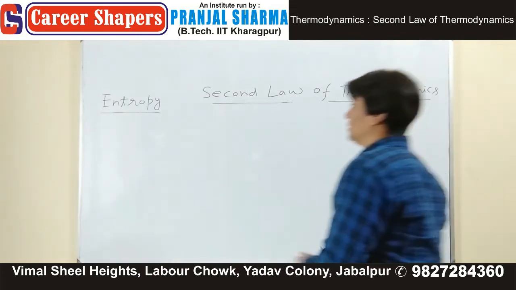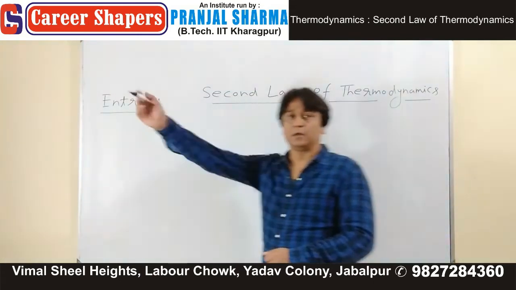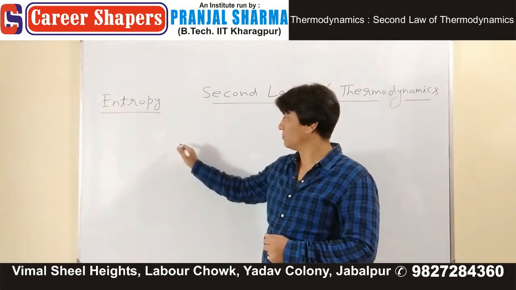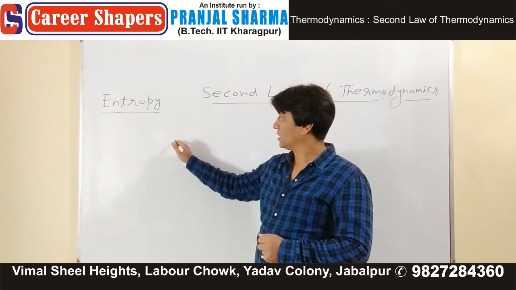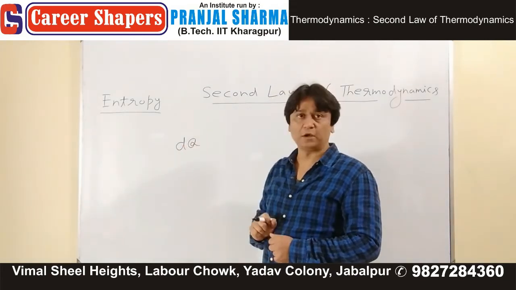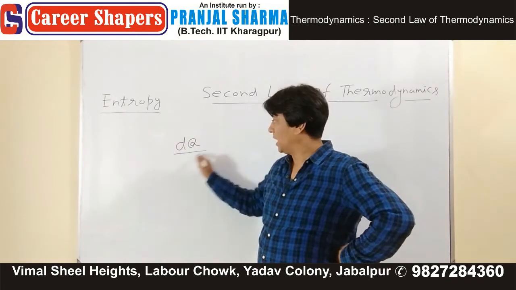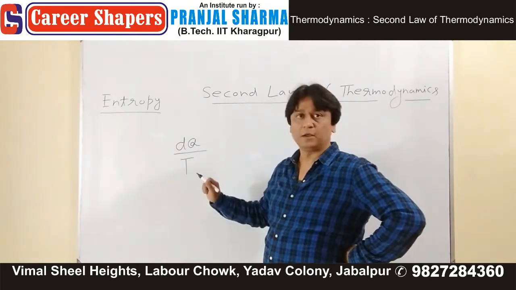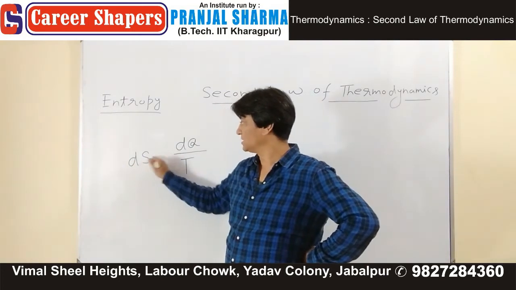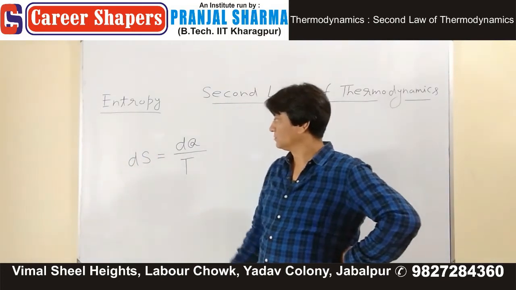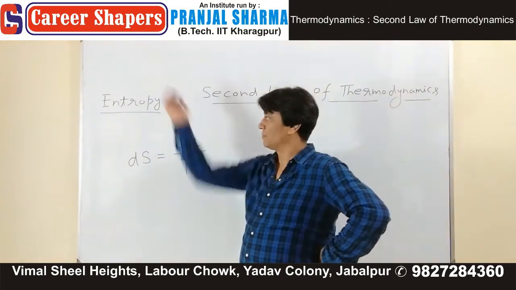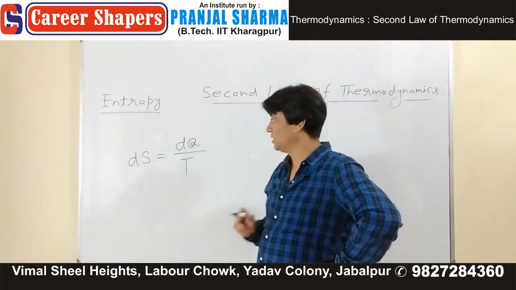Now, this entropy thing is represented in this form. If you transfer dq heat at temperature T, then the change in entropy is dS. That's how we mathematically develop the concept of entropy.